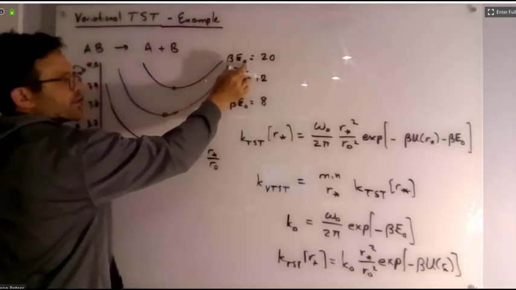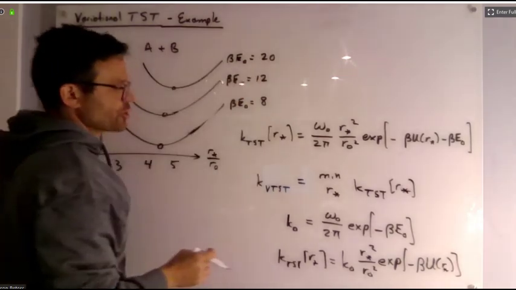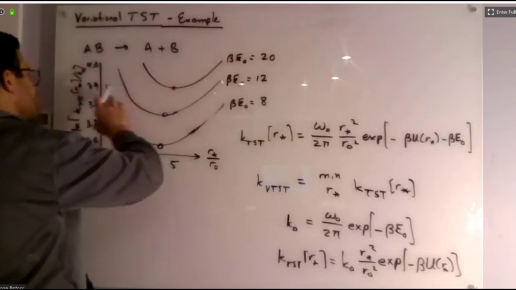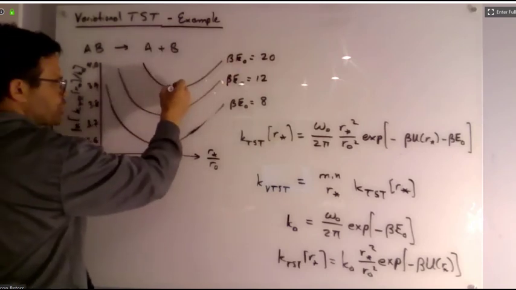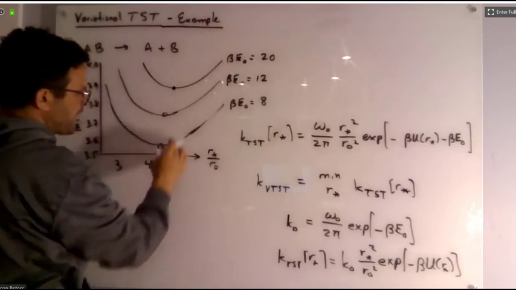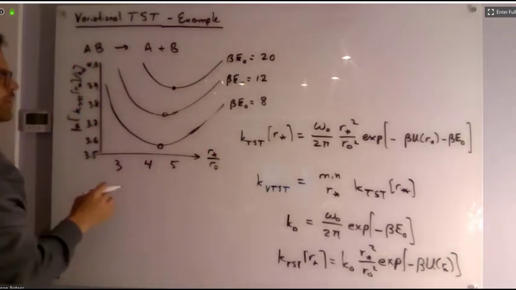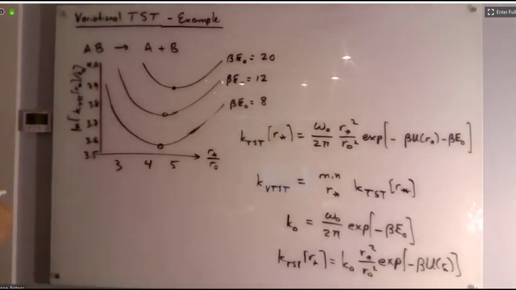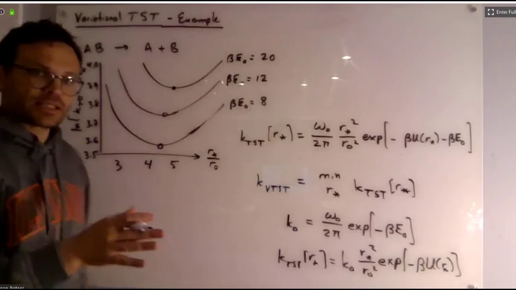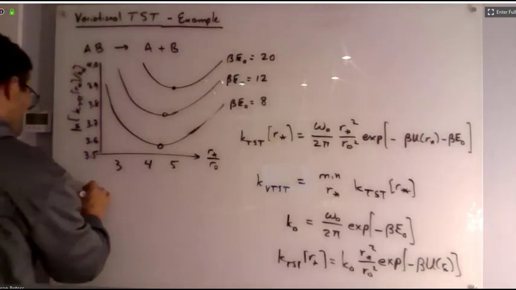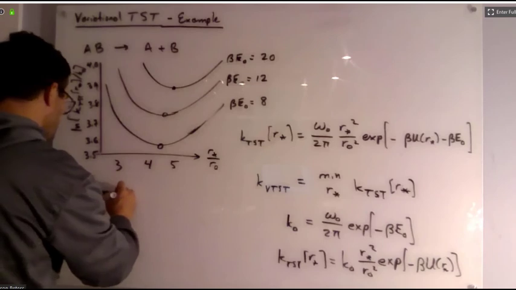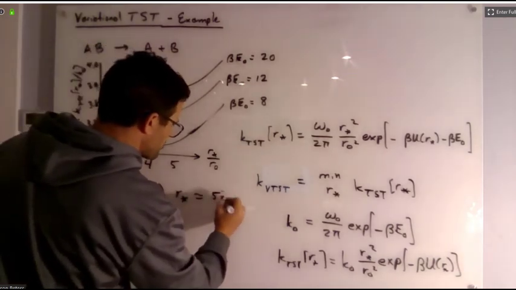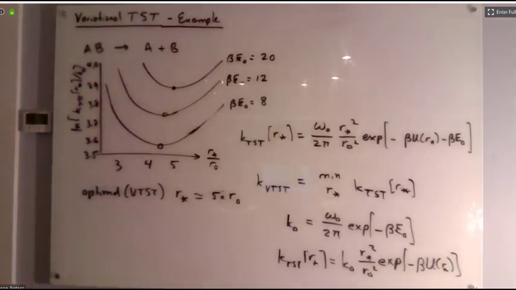When the beta E naught value, that was a parameter in our original Morse potential, is 20, then the minimum value of the rate constant occurs when I choose my R star to be about 5 times the value of R naught. When beta E naught is about 8, it has shifted to be about 4.5 times the value of R naught. And that I think is surprisingly far, right? So if you think about it, the optimal distance to choose for your dividing surface is approximately 5 times the value of R naught.